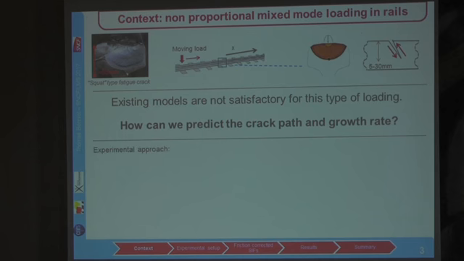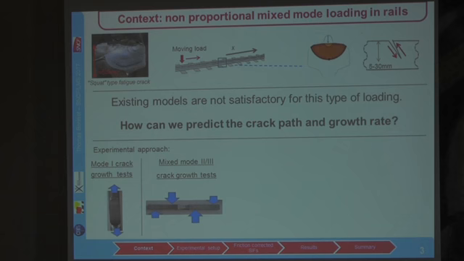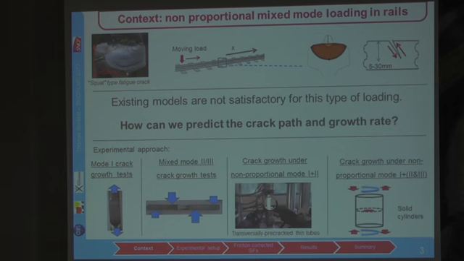And our experimental approach will be based on mode 1 experiments, some mixed mode 2 and 3 experiments, and some non-proportional mixed mode 1+2 and 1+2+3. But at the time, only the mixed mode 2 and 3 experiments and some non-proportional mixed mode 1+2 are done. And today we are going to discuss the mixed mode 2 and 3.